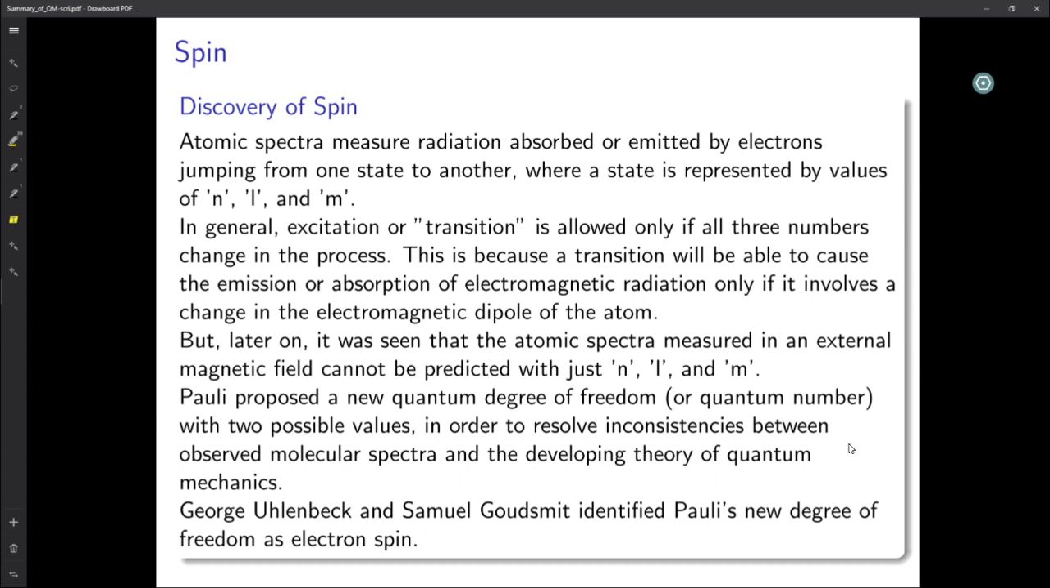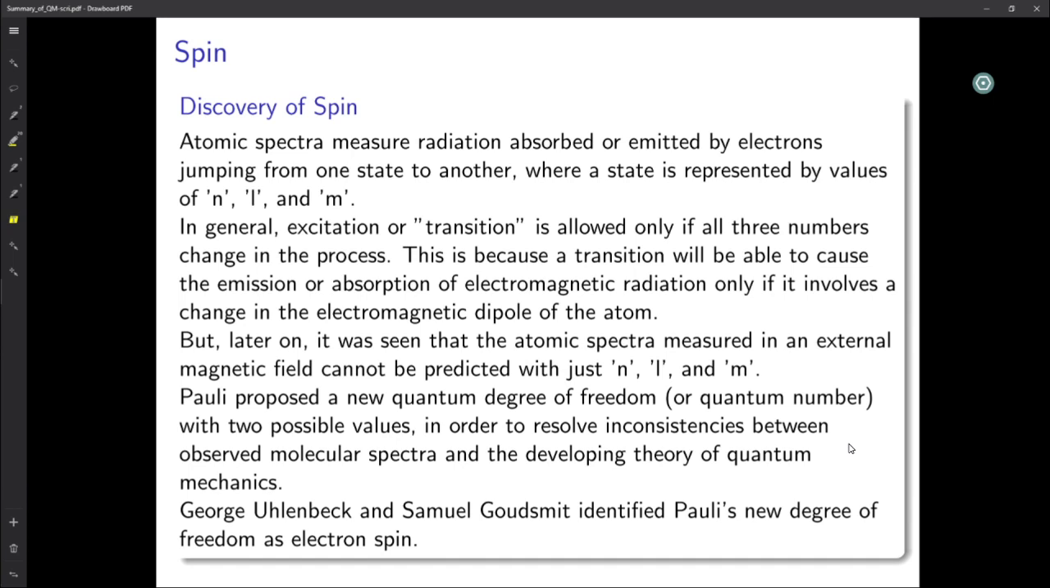So we needed a new quantum number, or a new quantity that would allow us to fit the discrepancies between the observed results and the existing theory at that moment.